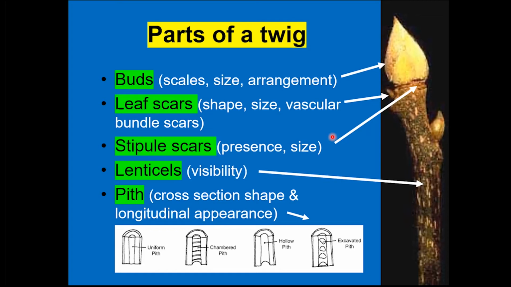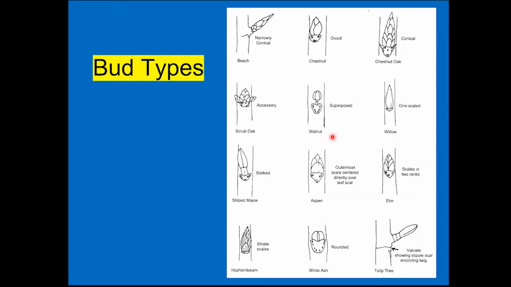And then if you could cut this in cross section, you would often see a different type of twig. Some have uniform pith, which is a softer tissue. Some have more of a staggered, chambered pith. Some are hollow, and some have what they call excavated pith, little gaps in the pith. So sometimes when you're identifying trees, you have to take your pruners and snip a branch and look for the different types of pith. Not that often, but occasionally that helps.